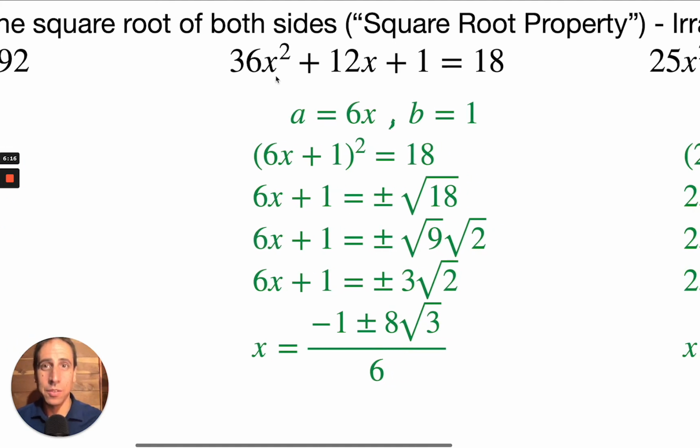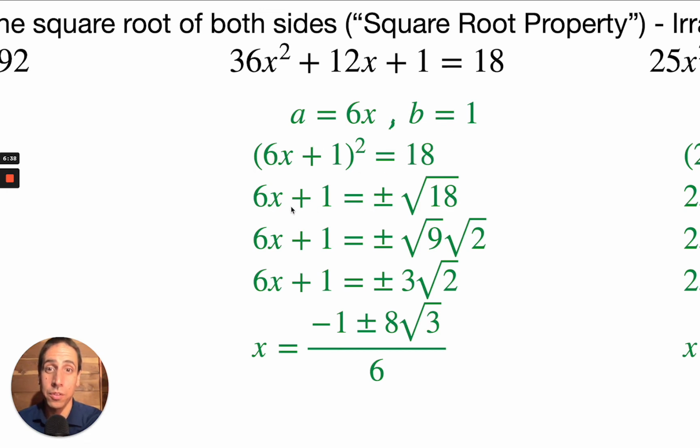All right, is this a perfect square trinomial? I think it is, because 36x squared, what times itself is 36x squared? It's 6x. What times itself is 1? It's 1. So the a value is 6x and the b value is 1. Does the middle term check out? 6x times 1 is 6x, doubled is 12x. Yay! So this is 6x plus 1 squared is equal to 18.